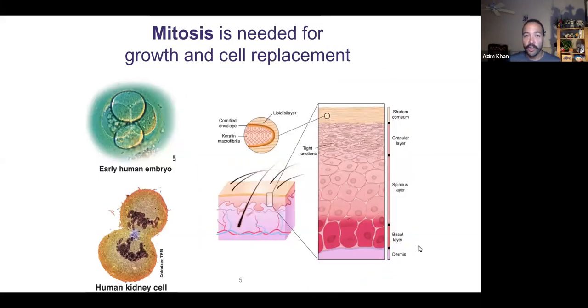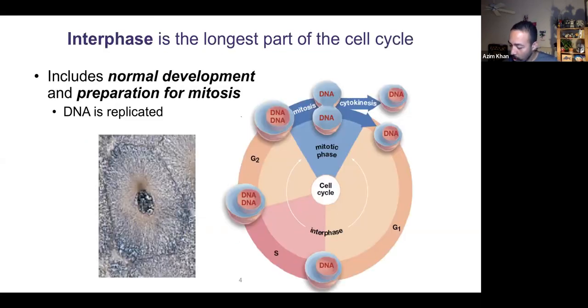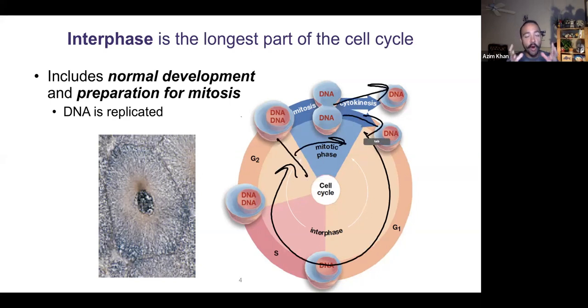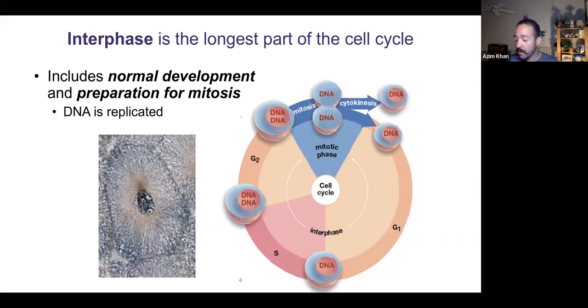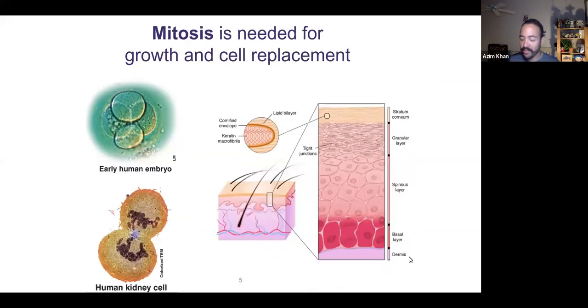Why do we need to undergo mitosis? When does a cell finish interphase and then decide, hey, I think it's a good idea if I go from being one cell into two cells? Why would a cell ever want to divide into two? Several reasons, or I guess two major reasons, really.